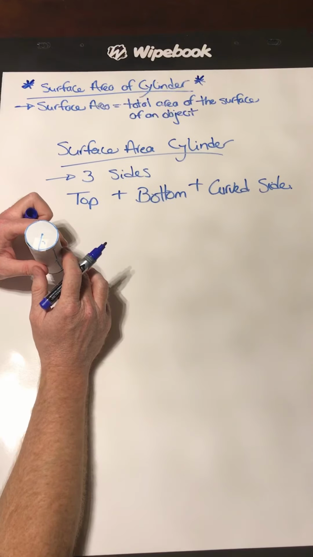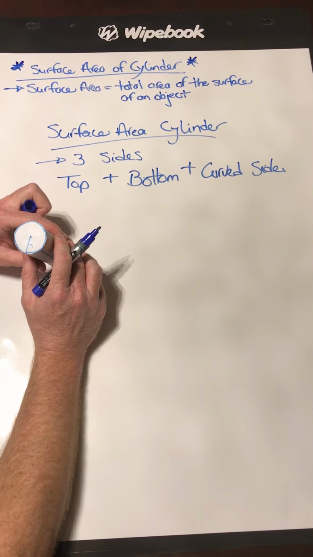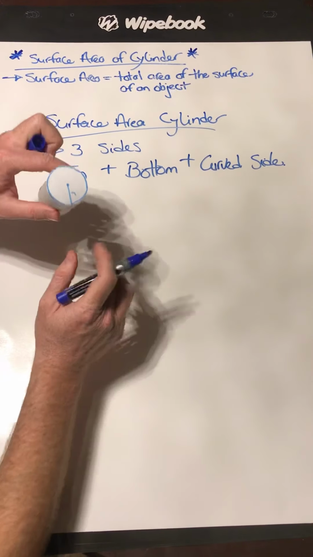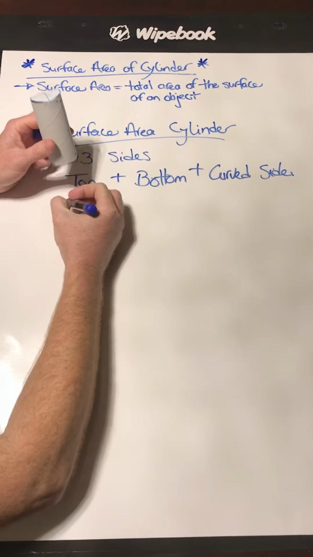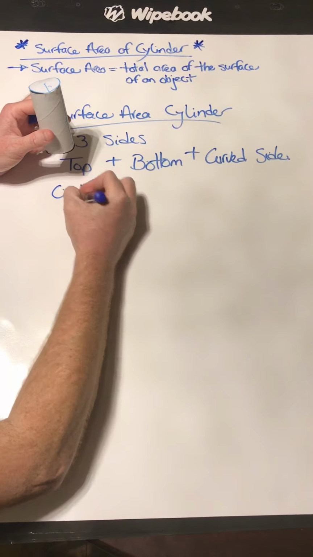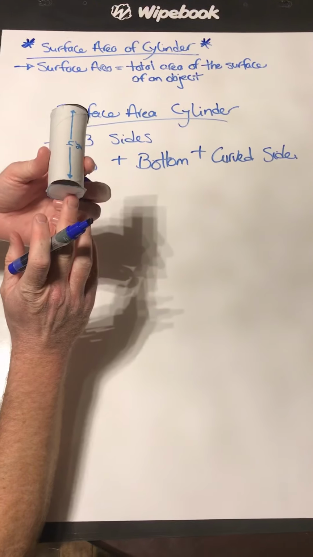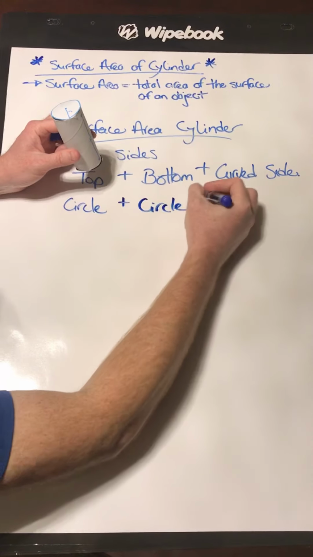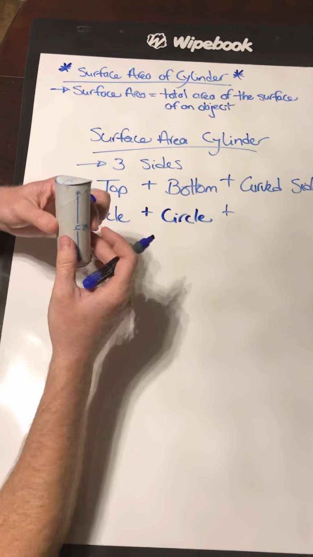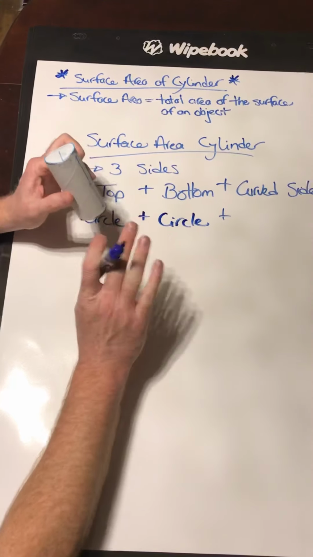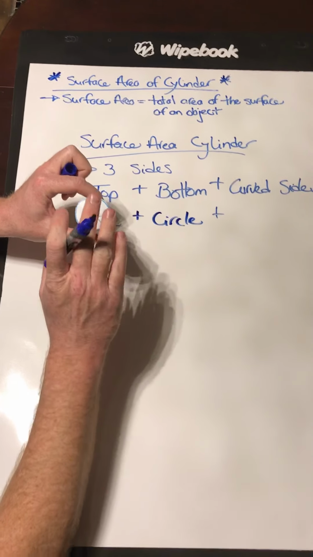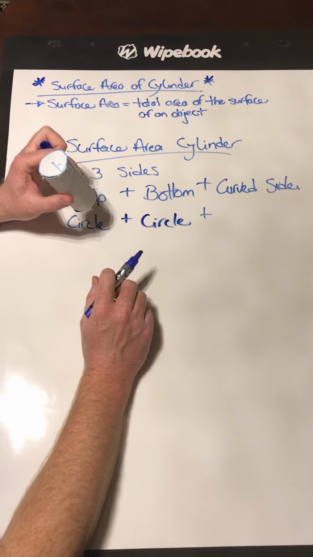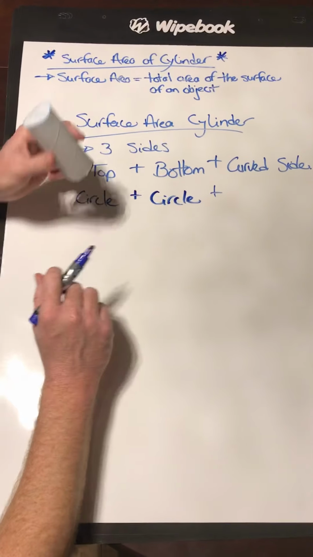And what do we know about all those sides? Well, we know that the top is a circle, and the bottom is a circle, and this curved side we're going to get to in a second. So we're just going to leave that for a second here, and we're just going to focus on the 2 circles. So we have 2 circles here, and they're actually identical circles or congruent circles.